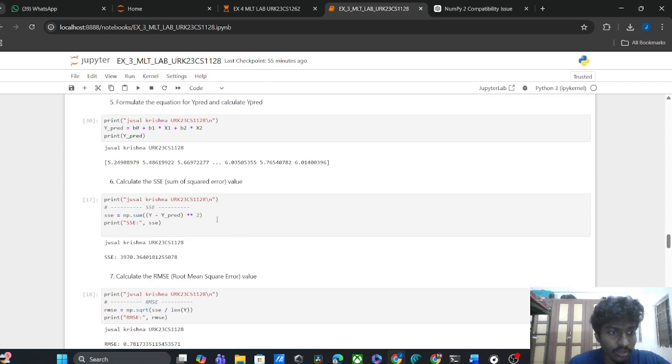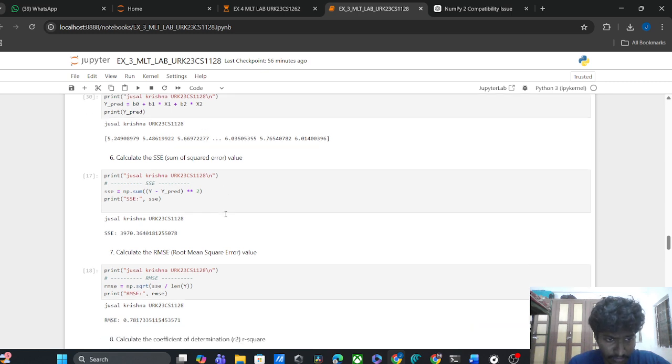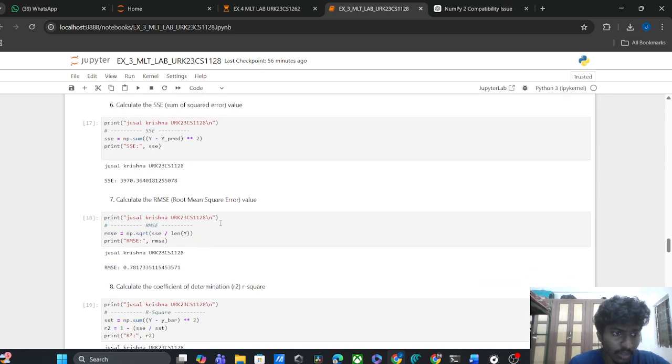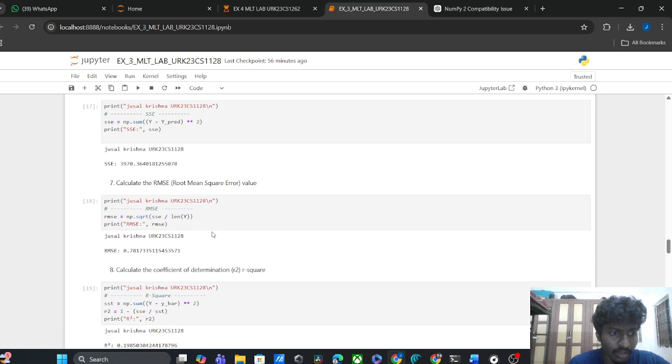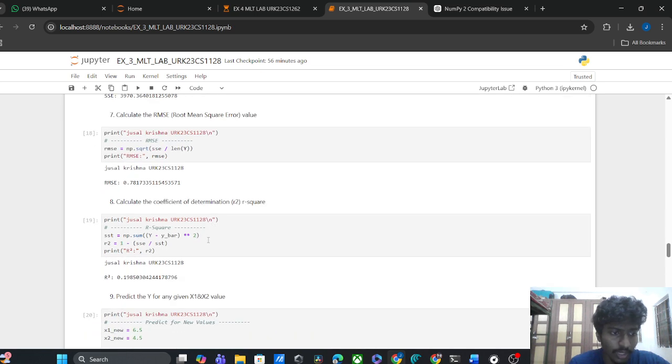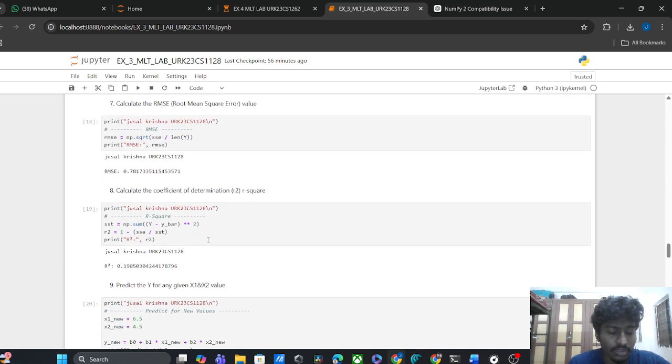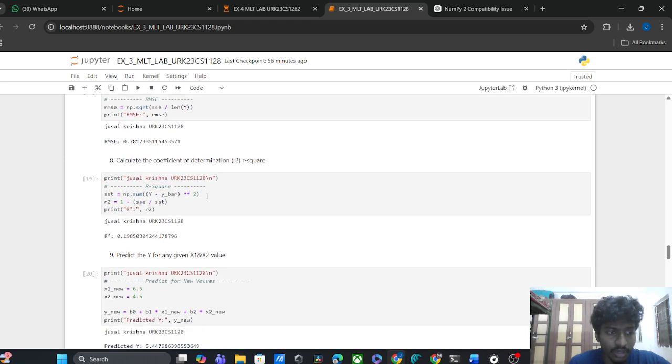For this step 6, we compute SSE, which measures the total squared differences between actual and predicted values. For root mean square error, now we compute RMSE to measure the average prediction error. For the R square, we calculate R square to measure the goodness of fit. Higher R square means better model performance.